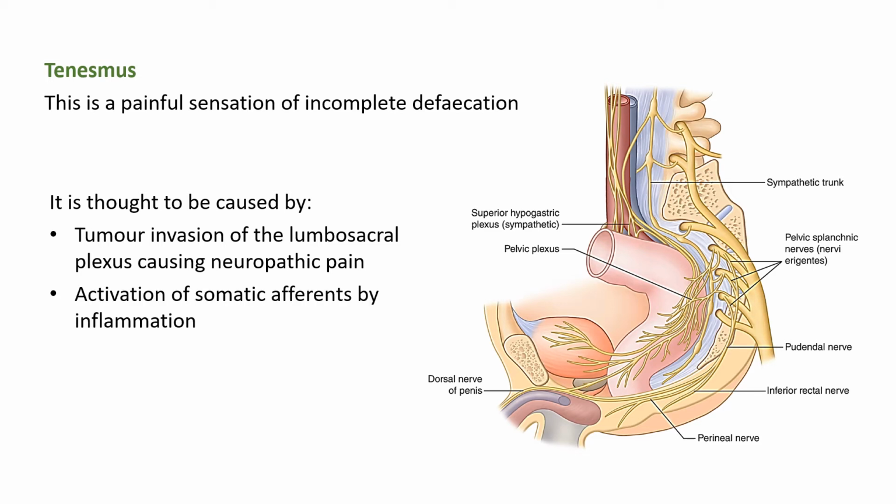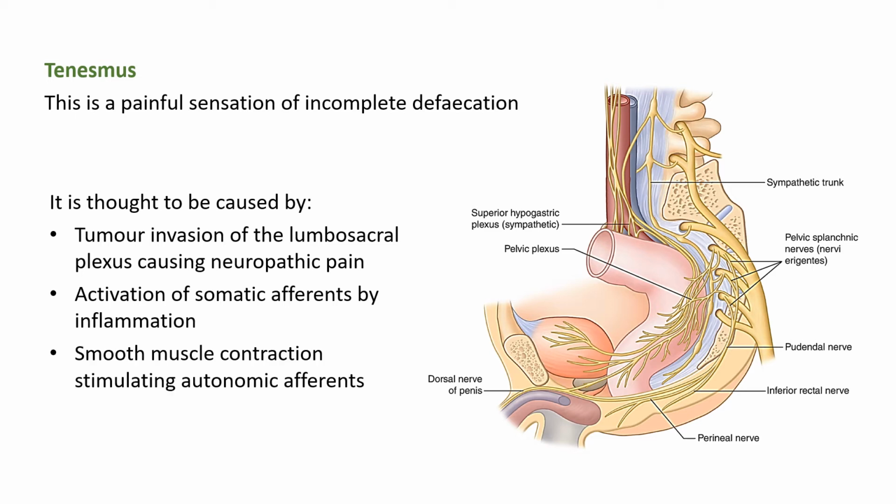Another source of this discomfort could be the activation of somatic afferents by any inflammation. And finally, it's theorized that smooth muscle contraction stimulates the autonomic afferents. And this is quite logical in terms of the patient going for a poo, and of course they're going to have smooth muscle contraction in order to do that. And that stimulates the autonomic afferents.